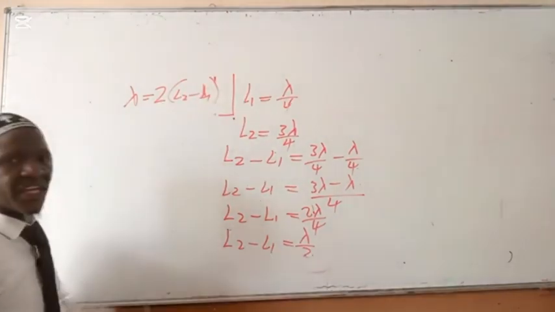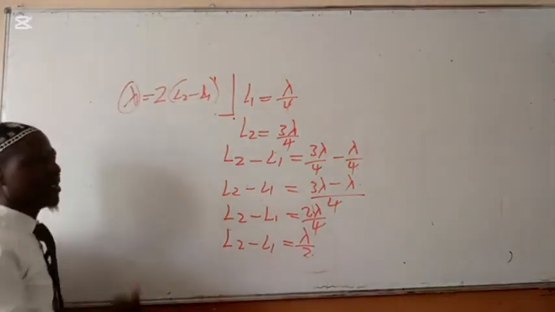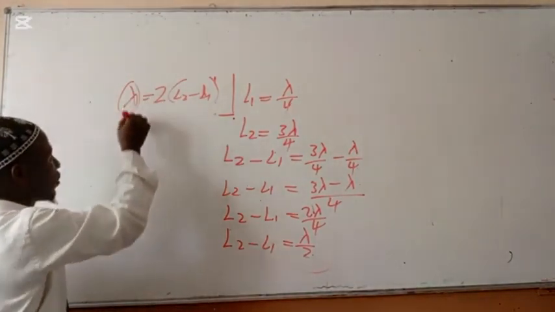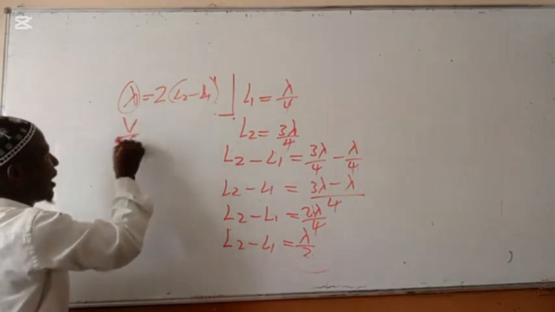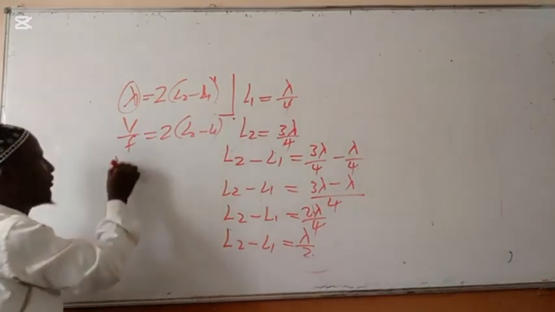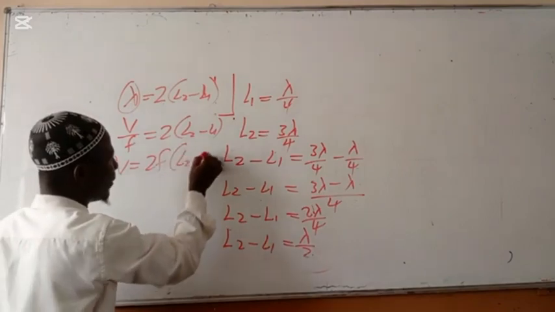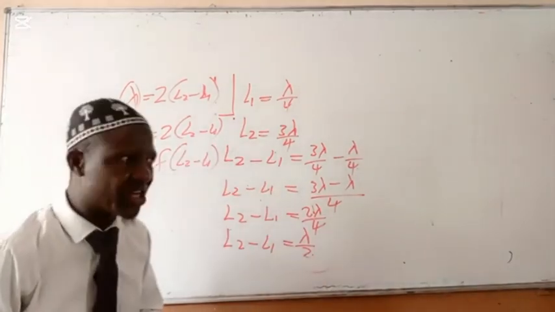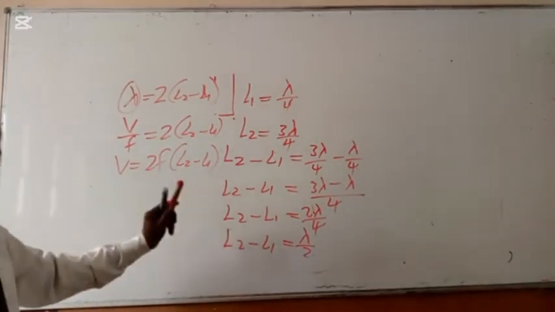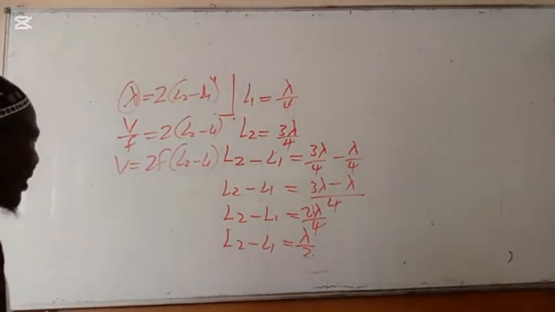But if in the question you are asked to find velocity, now just remove this one like we did. Replace your lambda with v over f, velocity over frequency. You are going to have V over F is equal to 2 open bracket L2 minus L1. Therefore, V is equal to 2F open bracket L2 minus L1. So if you read the question under wave and they are giving you 2 different lengths, suspect this formula, especially if frequency is given. So this is the formula for finding velocity of a sound wave.